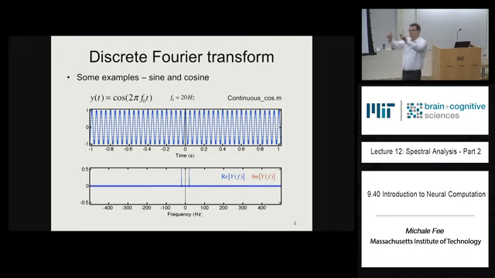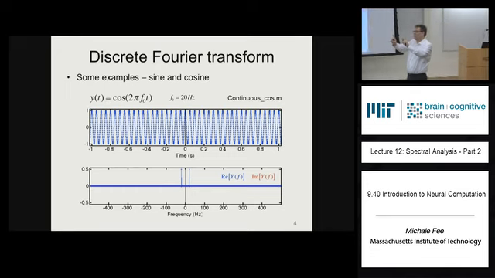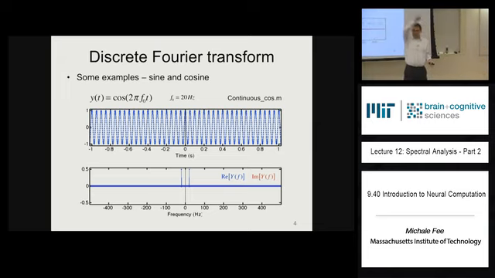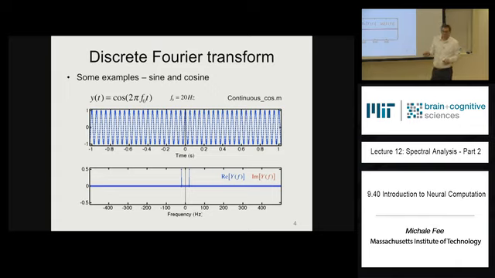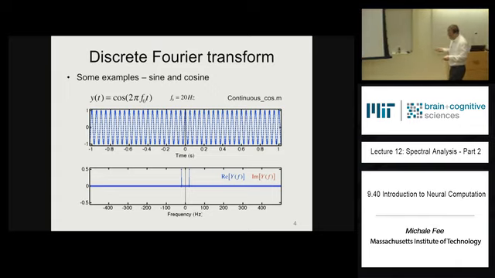Okay, so we have 2 peaks. One produces a complex exponential that goes around the unit circle like this at 20 hertz. The other peak produces a complex exponential that goes around the other way at 20 hertz. The imaginary parts cancel and leave you with a real part that goes back and forth at 20 hertz. Okay, so that's what those 2 peaks are doing.